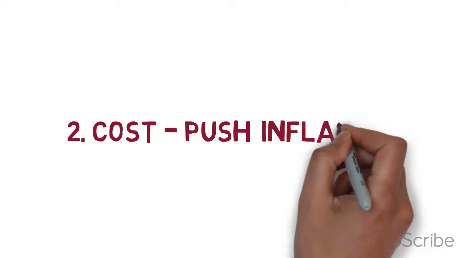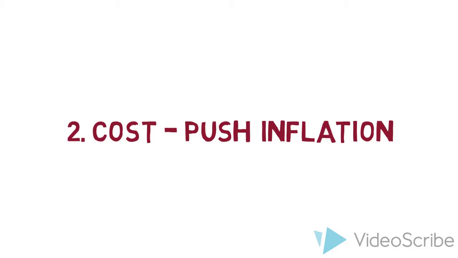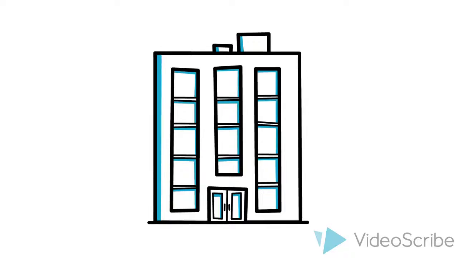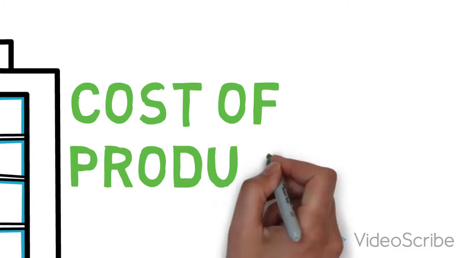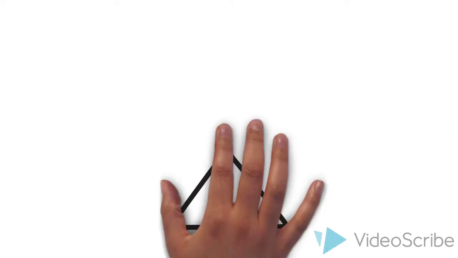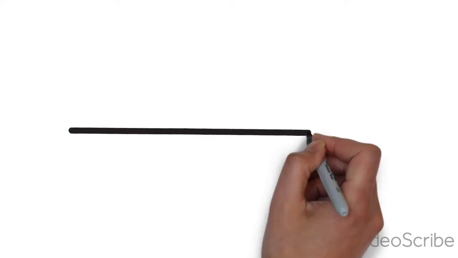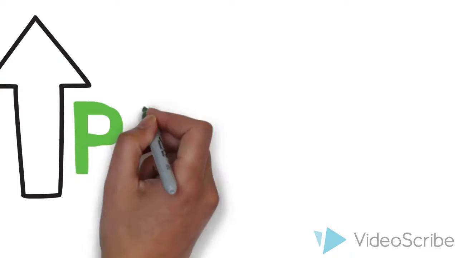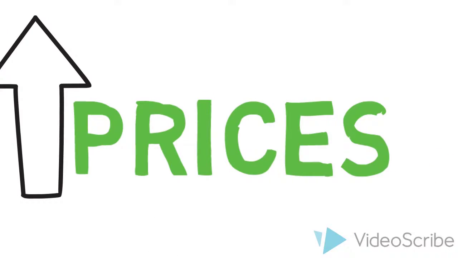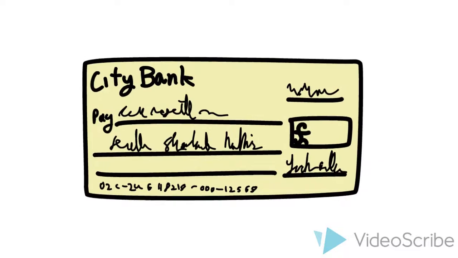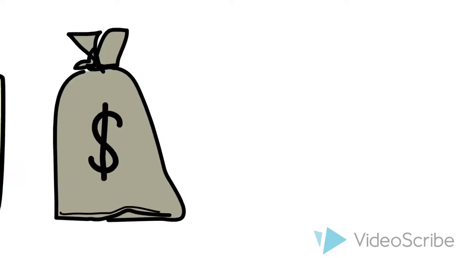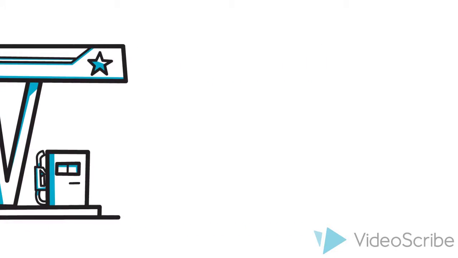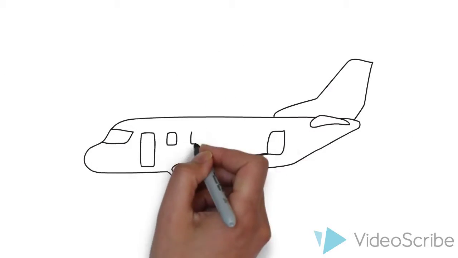Another theory is the cost-push inflation. This theory states that inflation is caused when companies' cost of production go up. When this happens, they need to increase the prices to maintain their profit margins. Increased cost can include things such as wages, taxes, or increased cost of natural resources, or even imports.